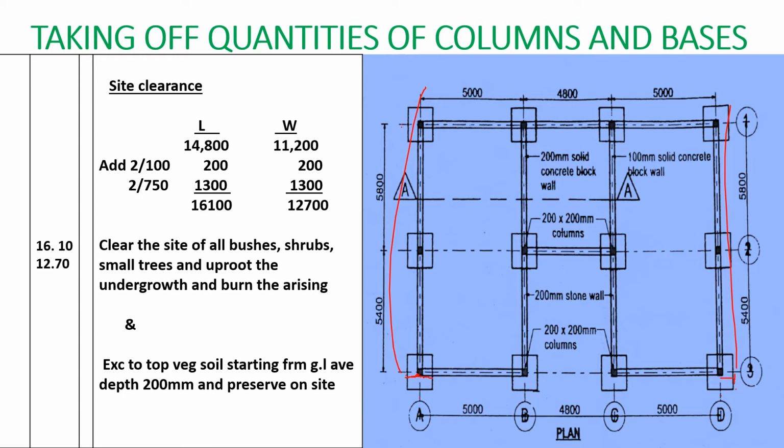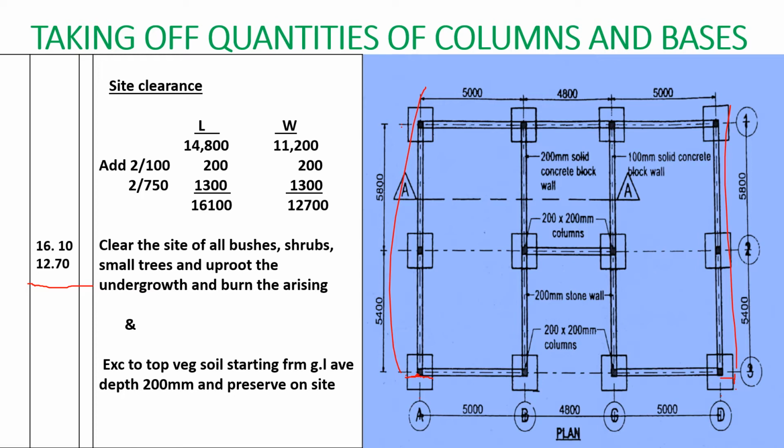But we are not going to include this side because we have already taken the measurement. So we only need this 750, and this 750. So we add that one. It gives us 16,100 and 12,700. So we book that one, 16.10 and 12.70, and then we clear the site of all bushes, shrubs, small trees, and uproot the undergrowth and burn the rising.